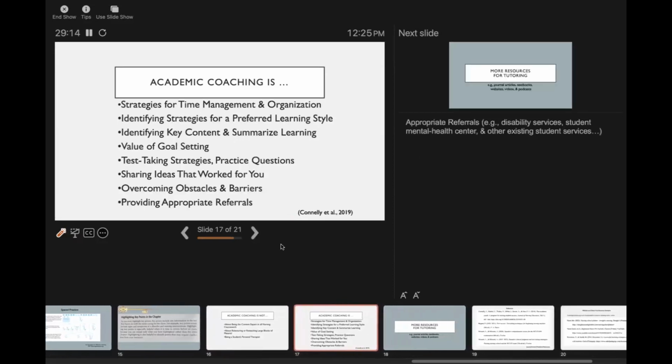So these are just some ideas. Really, what is tutoring or academic coaching? Helping people with time management, organization, finding ways for them or giving them suggestions about what works for their learning style. The key content, things like we already discussed, goal setting, practicing test questions. A lot of times students really benefit from finding resources with test questions. And I know that you all have that Nursing Central, which I got into that last semester. I thought it was great.